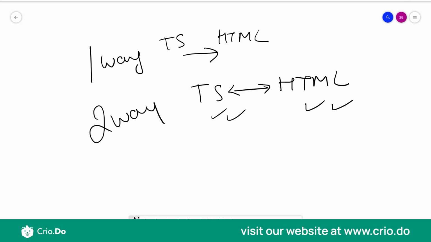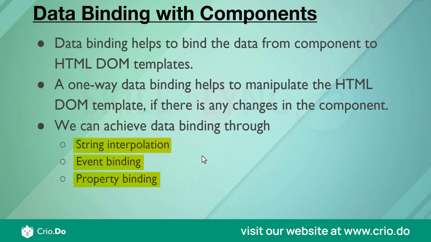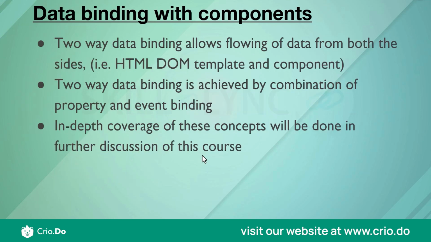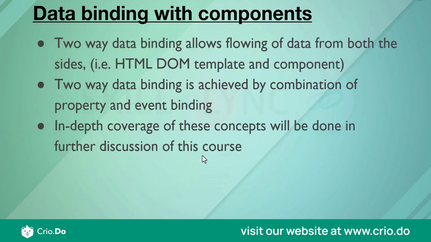Coming back, we can achieve data binding in three ways. You can have string interpolation, you can have event binding, and you can have property binding. Let's try to understand each of these in detail. Before that, as I summarized, two-way data binding allows the flow between both sides, that is your HTML DOM template and your component as well. We will do a more in-depth review of two-way data binding once we get into forms and other things, which will be further down the course.